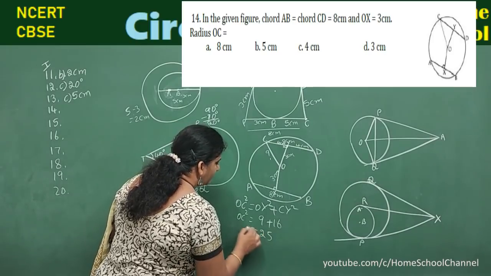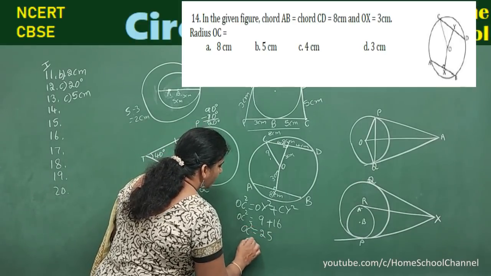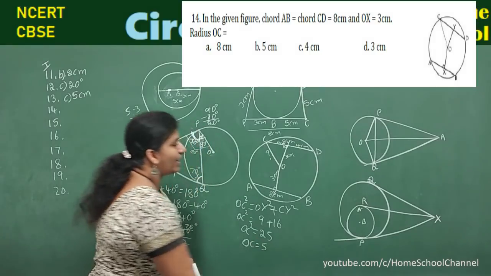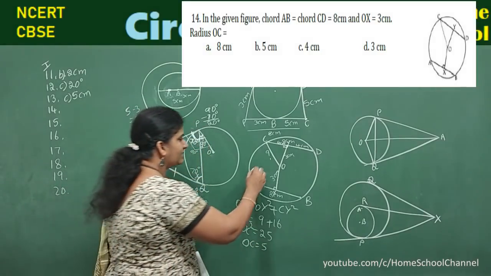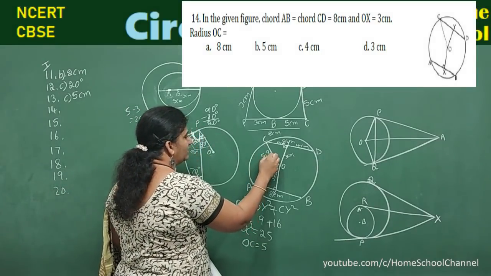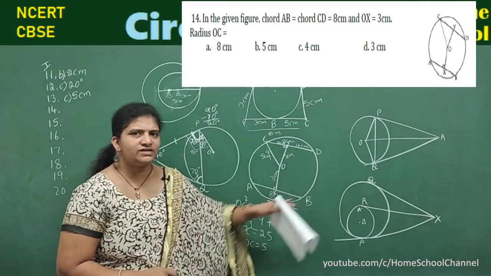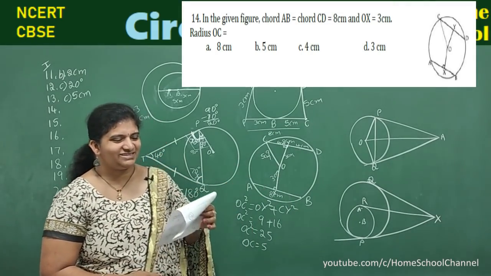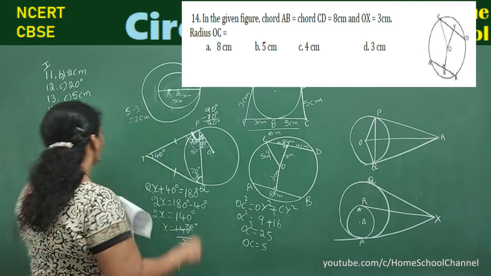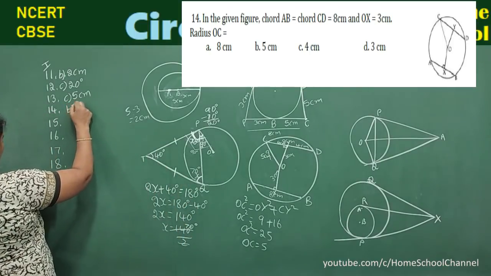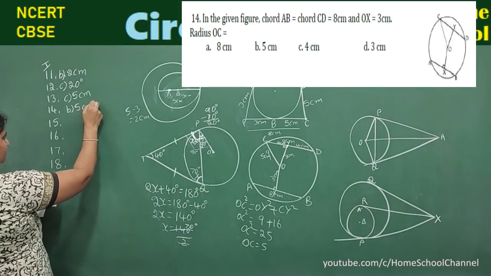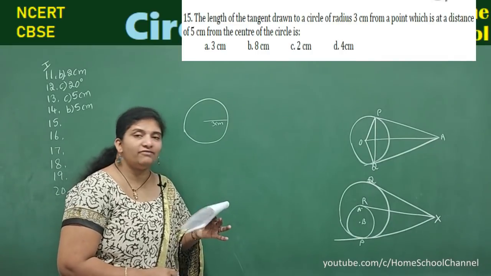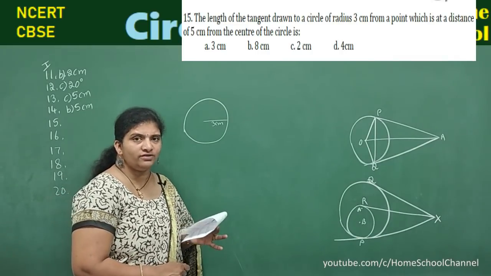16 plus 9 it will be 25. OC square is 25. OC is equal to square root of 25. That is 5 centimeters. What is the radius of the circle? 5 centimeters. Check for the option. It is option B, 5 centimeters. 15th one, they have not given a figure. We need to draw the figure.